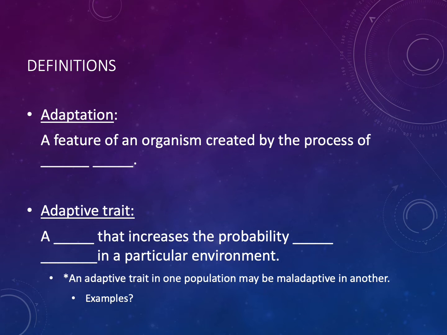Another key term for you to know is adaptation. This is a feature of an organism created by the process of natural selection, and an adaptive trait is a trait that is inherited that increases the probability of survival or reproduction in the environment. An adaptive trait in one population may be maladaptive in another, and an example of that is skin color. Lighter skin tones become more maladaptive when you get closer to the equator because it increases the risk of skin cancer.